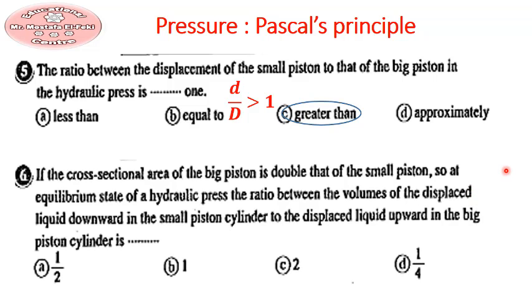If the cross-section area of the big piston is double that of the small piston, at the equilibrium state of the hydraulic press, what is the ratio between the volume of the liquid displaced downward in the small piston cylinder to the liquid displaced upward in the big piston? Here the question is about the volumes. The volume displaced by the small piston equals the volume displaced by the large piston, so the ratio between them equals 1.